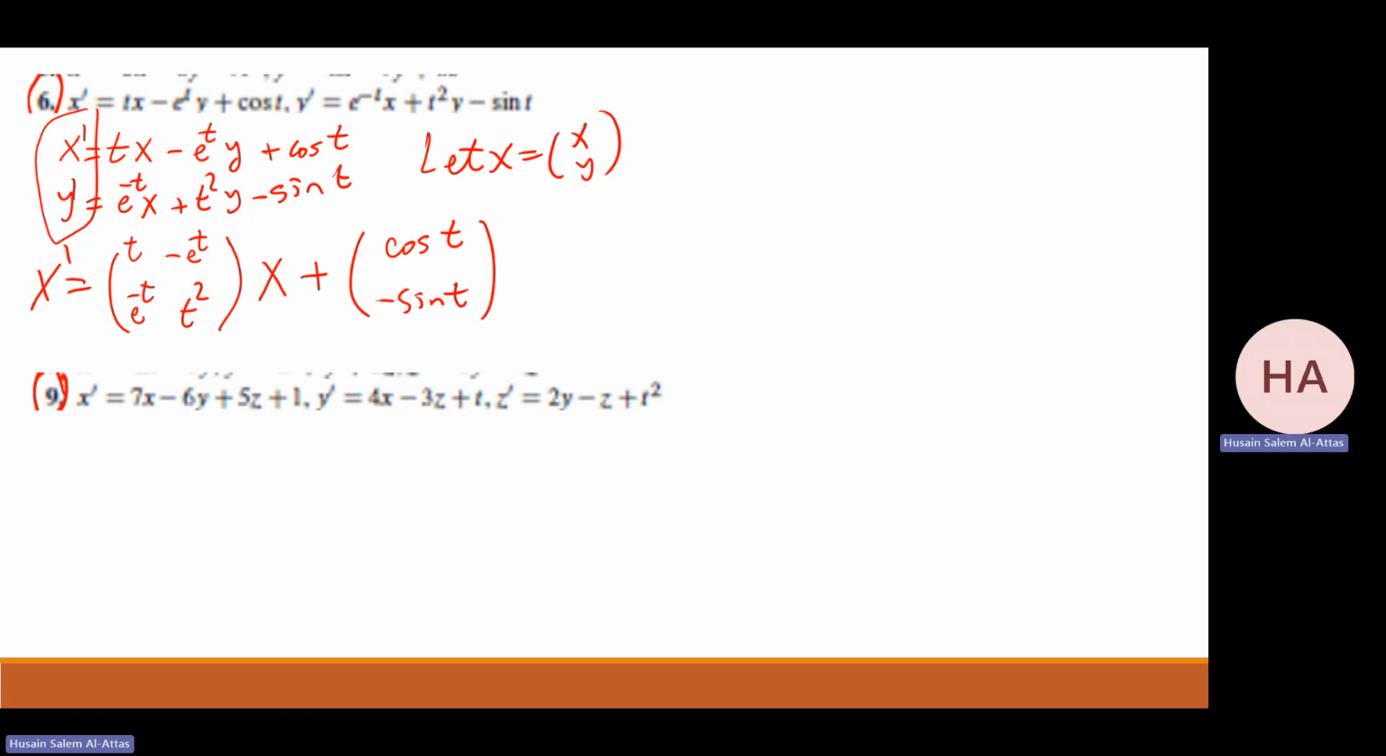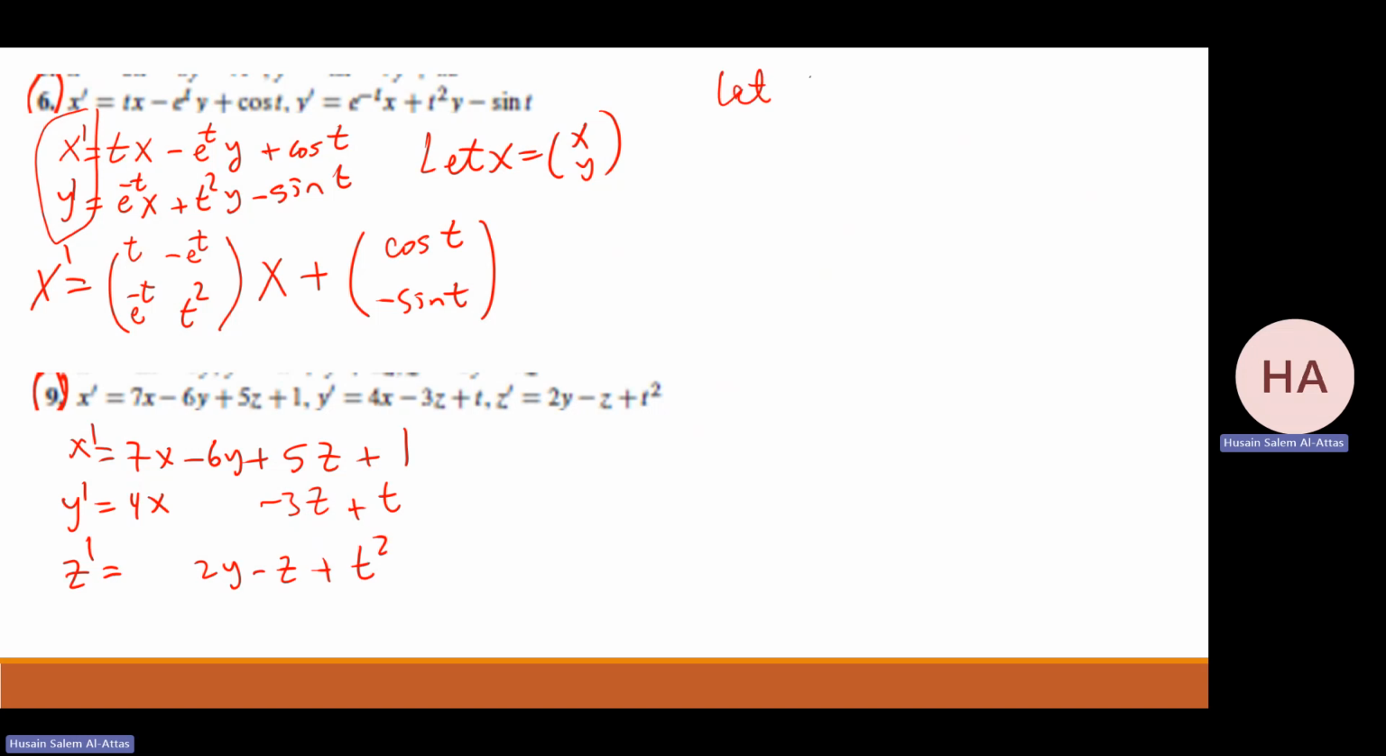Yes, exactly. So this one, let me write it under each other. Plus 1 y prime. Be careful here. I don't have y value, so that will be minus 3z. So that will make it clear for me. Z prime, I don't have x value, 2y minus d plus t squared. So now I have three variables, so I let my capital X to be x, y, z.